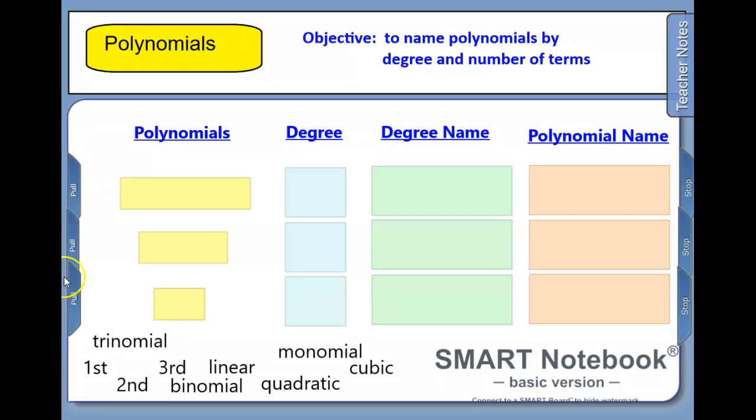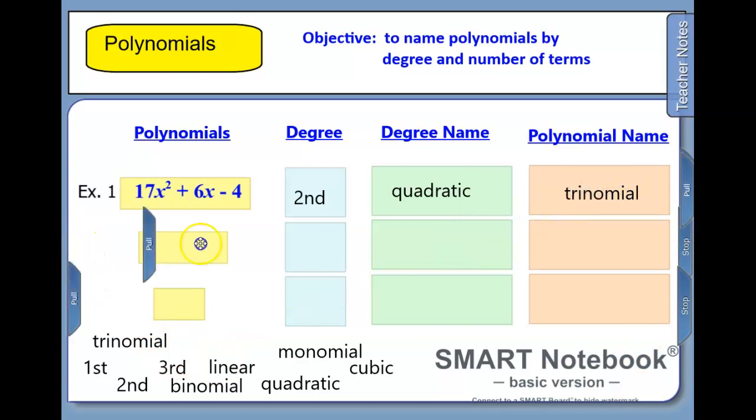So let's put this together for examples. I'm going to ask you to stop the video and see if you can tell me what degree, what's the degree name, and what's the polynomial name. I'm going to start you off with this first one. This has an exponent of 2, so it's a second degree. When it's a second degree, that means it's quadratic. Anything that has an x to the second power is quadratic. And now I'm going to count, and it's 1, 2, 3 terms. So it's a trinomial. You try this one.